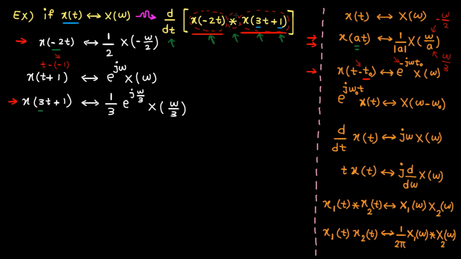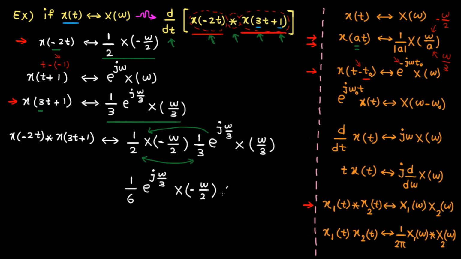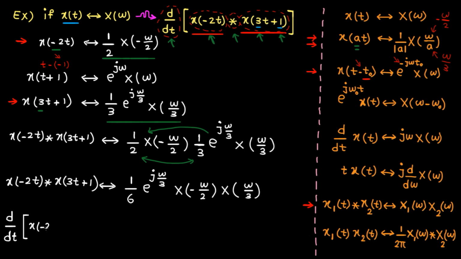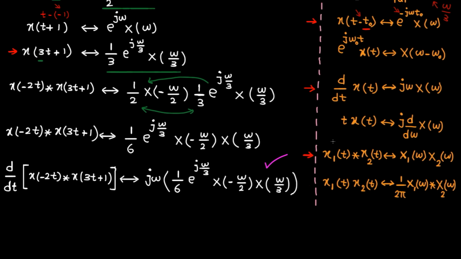Next step is to consider convolution between two terms, which means multiplication of their Fourier transforms in the frequency domain. Here we go. To simplify the answer, multiply this constant by this and bring the exponential to the front. We still need to go one step further, i.e. applying the derivative in the time domain to the signal. Based on the time domain differentiation property, we just need to multiply the Fourier transform by j omega. Here we go. Done. Next example.